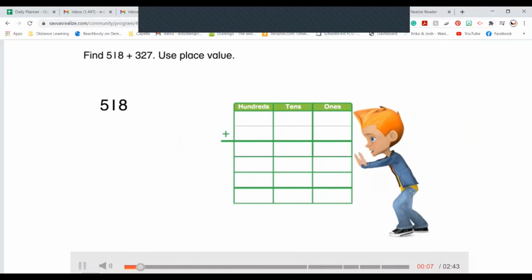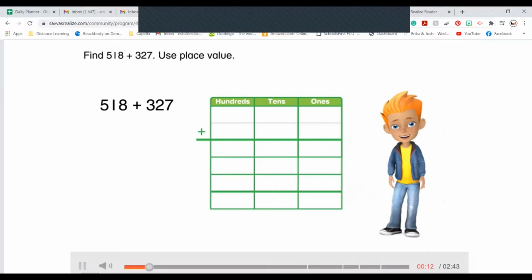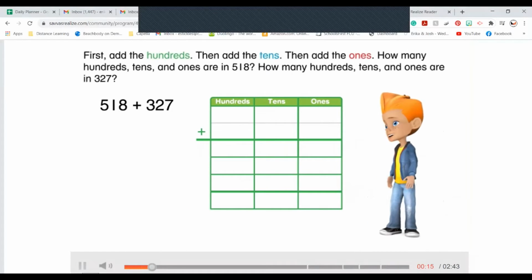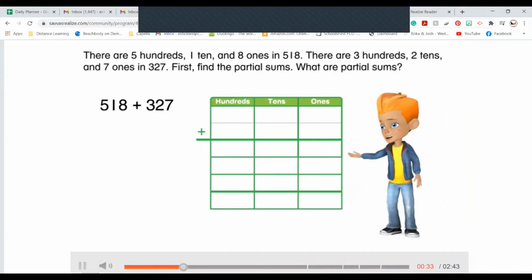Find 518 plus 327. Use place value. First, add the hundreds. Then add the tens. Then add the ones. How many hundreds, tens, and ones are in 518? How many hundreds, tens, and ones are in 327? There are 5 hundreds, 1 ten, and 8 ones in 518. There are 3 hundreds, 2 tens, and 7 ones in 327.